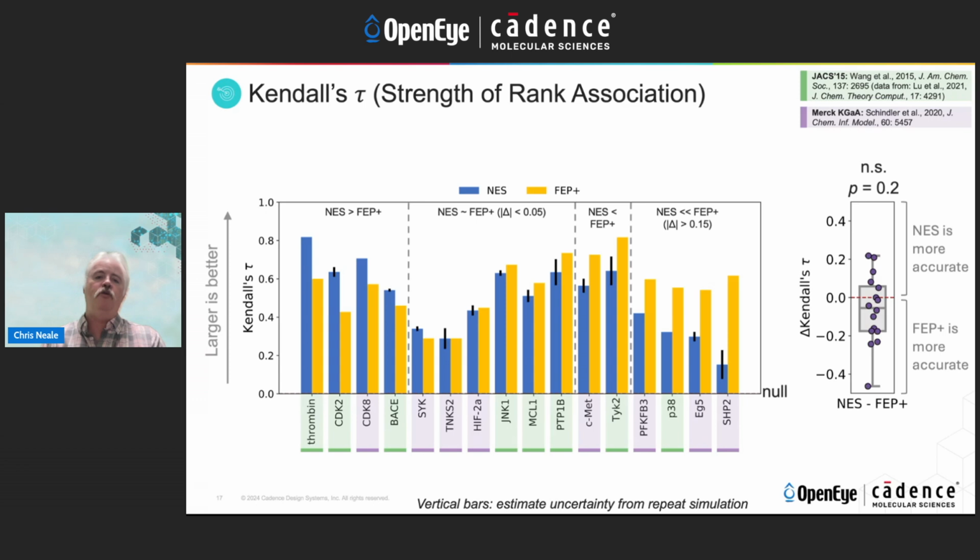On the right, I'm trying to just compare these 16 targets collectively, and I'm showing the delta Kendall's tau. This is the NES Kendall's tau for one target minus the FEP plus Kendall's tau for that same target. Each point is a target data set, and points greater than 0 are ones for which NES is outperforming FEP plus, and below 0, NES is underperforming FEP plus. So collectively, there isn't a statistically significant difference in utility or accuracy with these two methods from a paired t-test, but on a per target or a per ligand series basis, you can find methods that outperform other methods in this space.